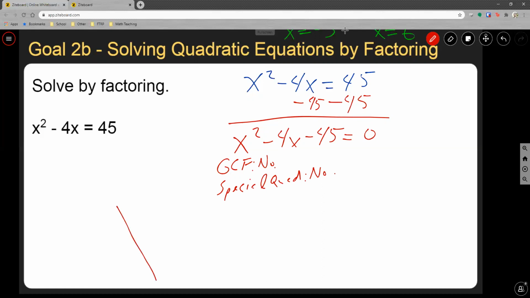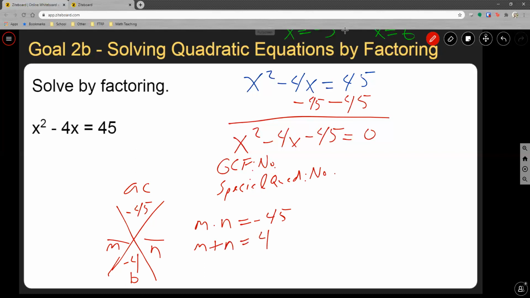And again, this is a little overkill because I have a 1 in front of my x squared, but it'll work and it's good practice. AC is equal to -45, B is equal to -4. Because of these values, I can find an M and an N that multiply to -45 and add to -4. If I think about things that can multiply to give me 45, the first one that comes to mind is 9 times 5. 9 and 5 are separated by 4. So I have an M value of -9 and an N value of +5.